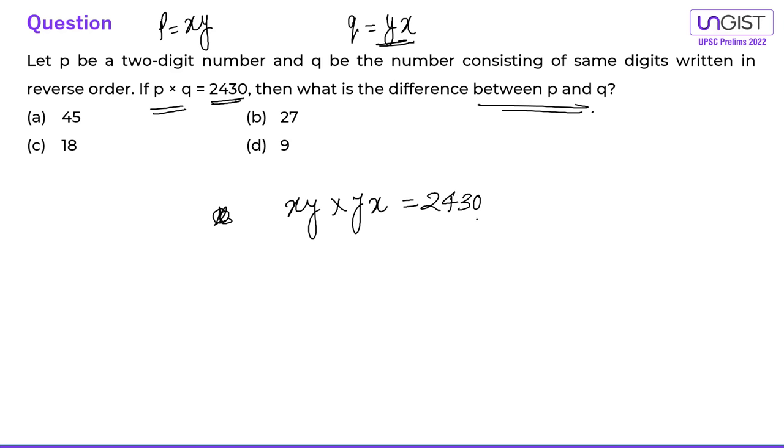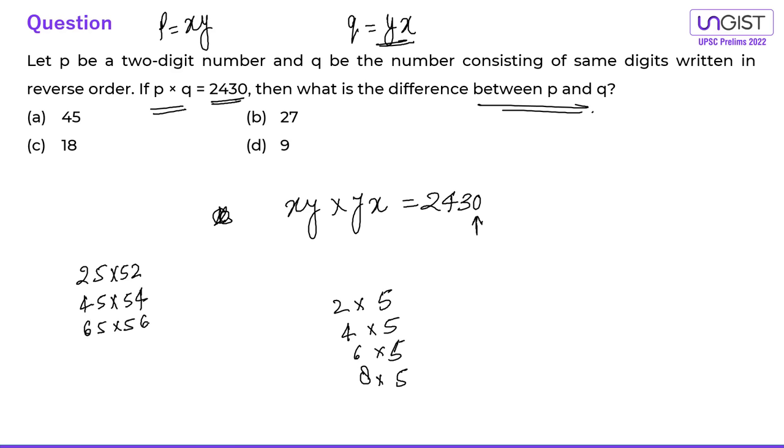So guys, you know what? If in the unit place you are getting 0, then it must be either 5 into 2 or 5 into 4 or 5 into 6 or 5 into 8. It is like this only, right? Okay, so just start by checking one by one. So 25 into 52, 45 into 54, 65 into 56, 85 into 58, right?